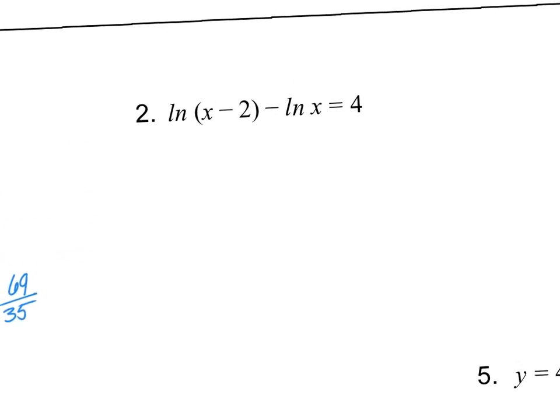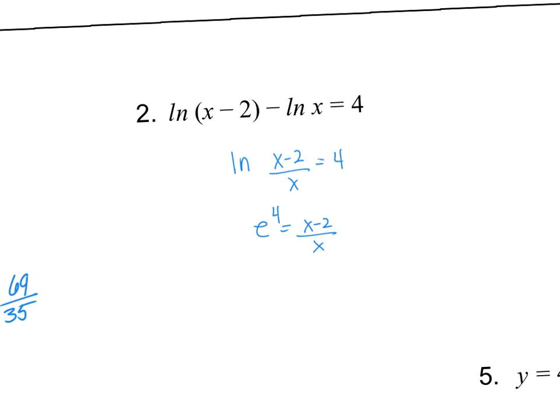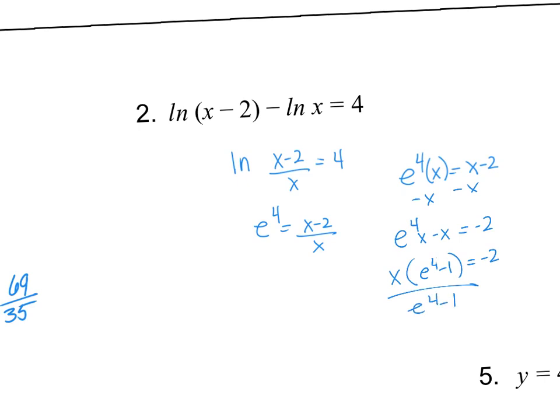For the next one, remember ln properties are the same. Bring the x's over, e to the 4th x minus x equals negative 2. Isolate the x and divide by what we don't want. And we'll leave it just like that. So x equals negative 2 over e to the 4th minus 1.